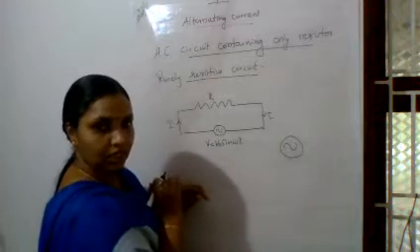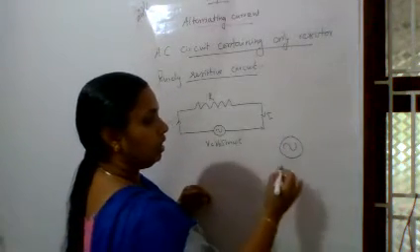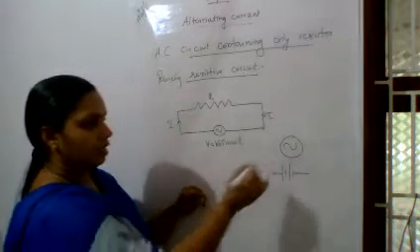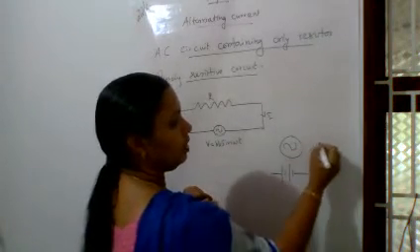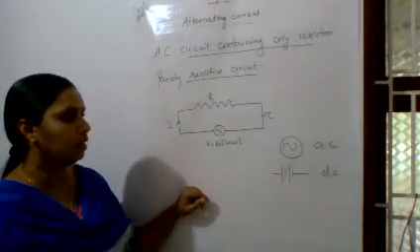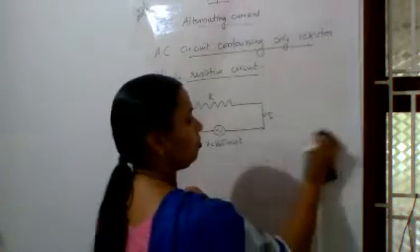This is the AC variation cycle. A DC voltage source we are representing by this battery, isn't it? This is the representation of the DC source, and this is the representation of an AC source. Remember that.